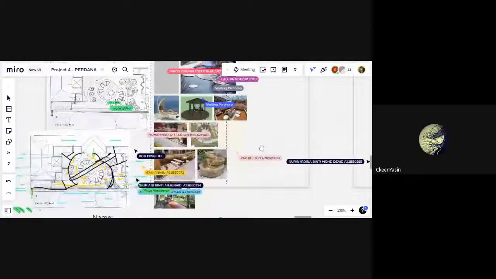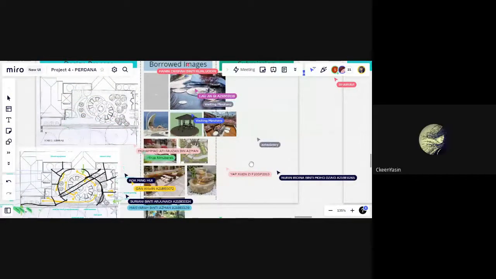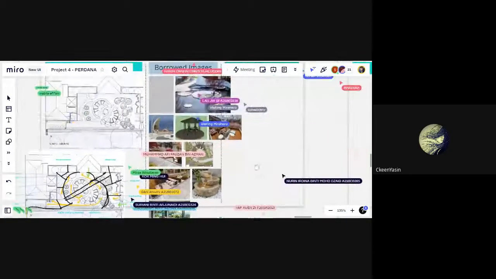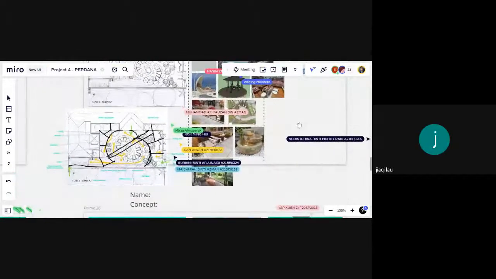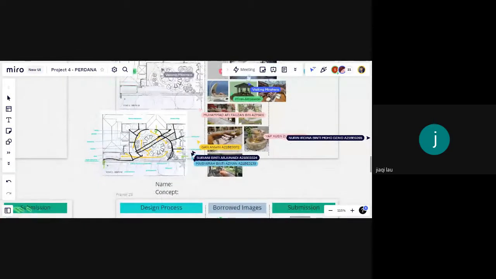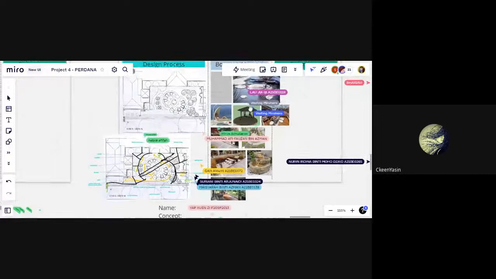Don't use this for your shape. Yes, you can look at it as your inspiration, but you can borrow that in your design.